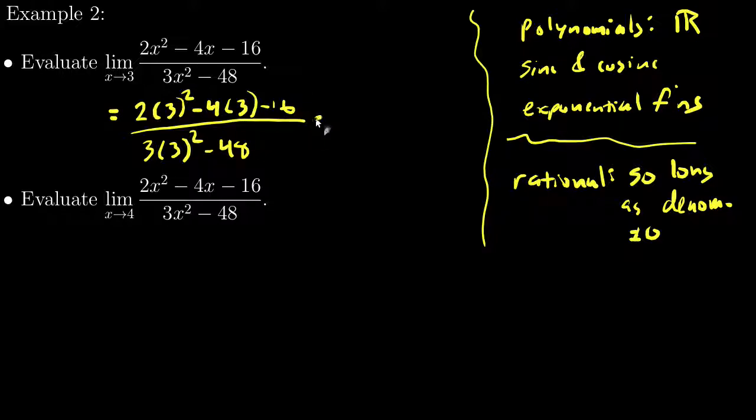Now let me do this carefully because I'm bound to mess up. 3 squared is 9, times 2 is 18. Minus 12 is 6. Minus 16 is negative 10. 3 squared is 9, times 3 is 27. Sorry, 27 minus 48 is negative 21. And so I get 10 over 21.